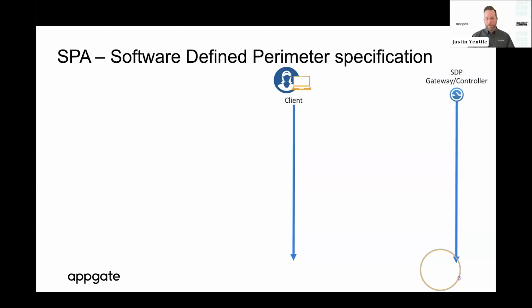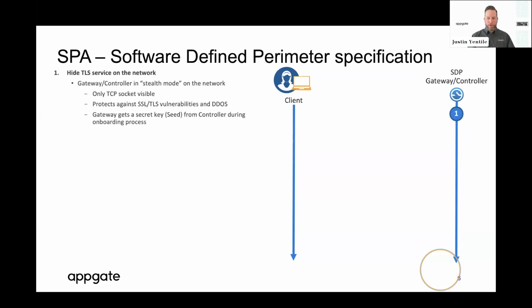Yeah, that's right, Jim. So really what we want to do here is lay the framework of what goes into single packet authorization. A lot of these specifications were defined by the Cloud Security Alliance in terms of what a software-defined perimeter solution should entail. The whole point here was to hide a TLS service on the network. Based on the specifications, there would only be one single TCP socket visible on the server side. And this helps to protect against SSL and TLS vulnerabilities and DDoS and so forth.